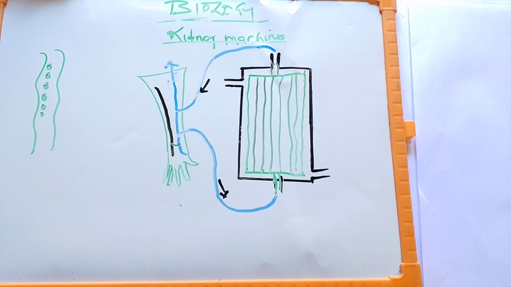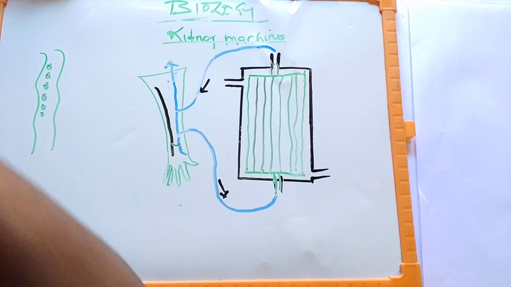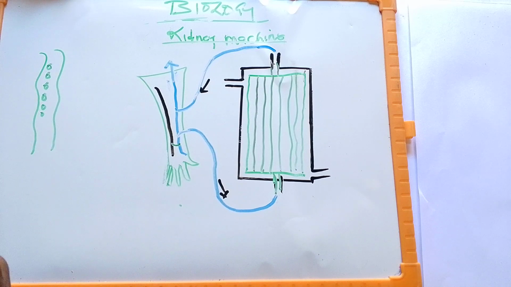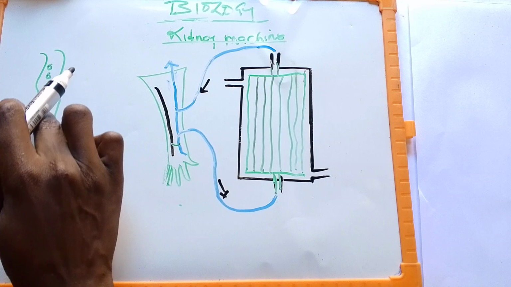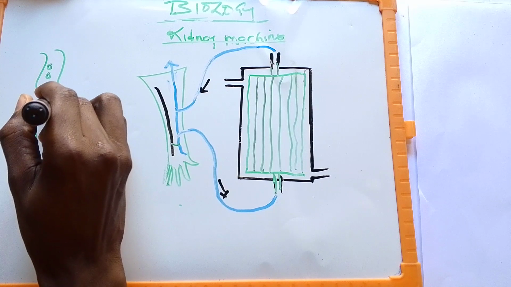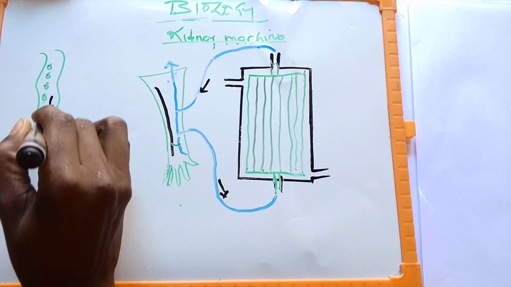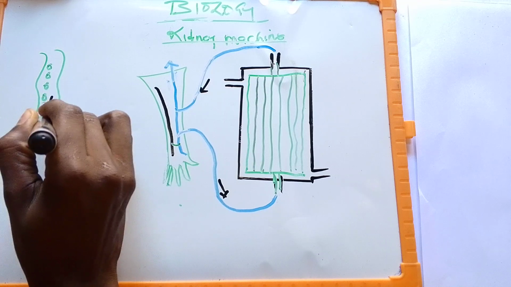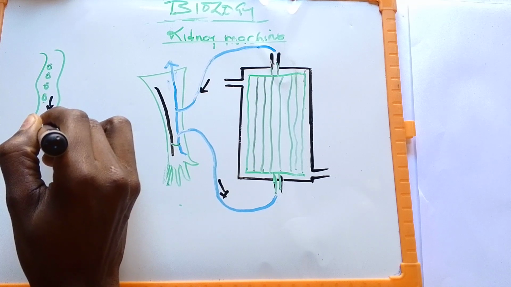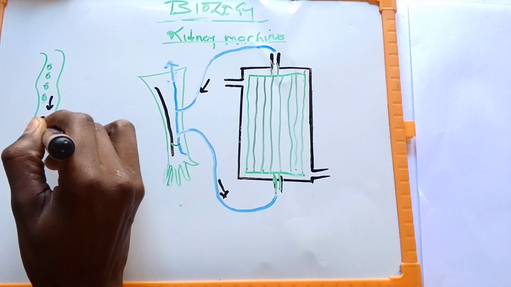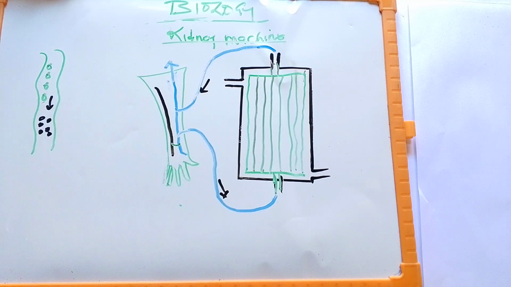Then we discover that these protein molecules at some point will be broken down here in the alimentary canal to form these amino acids during digestion.